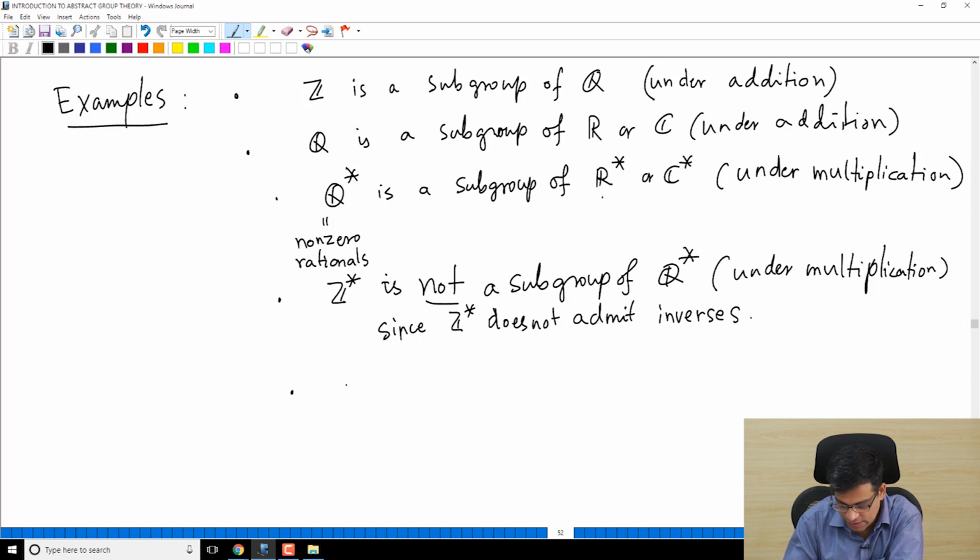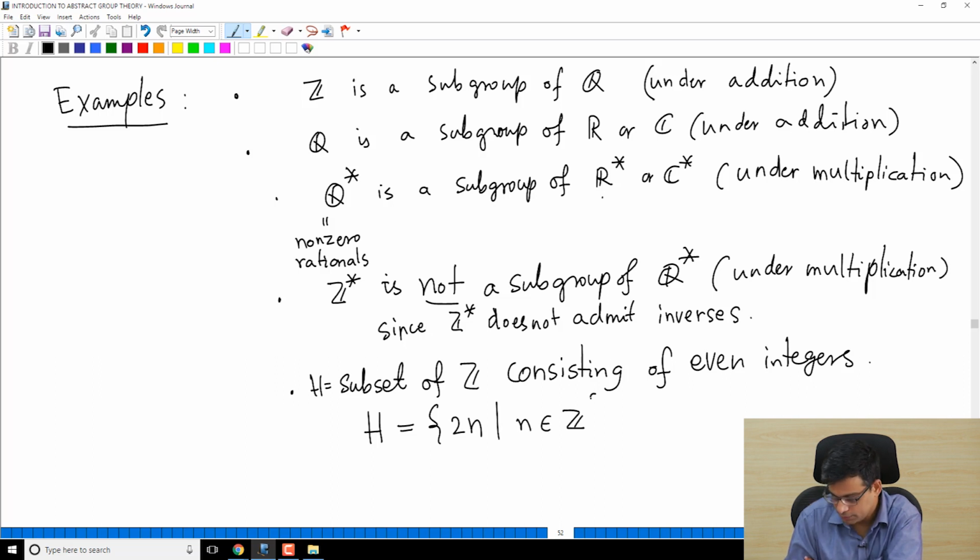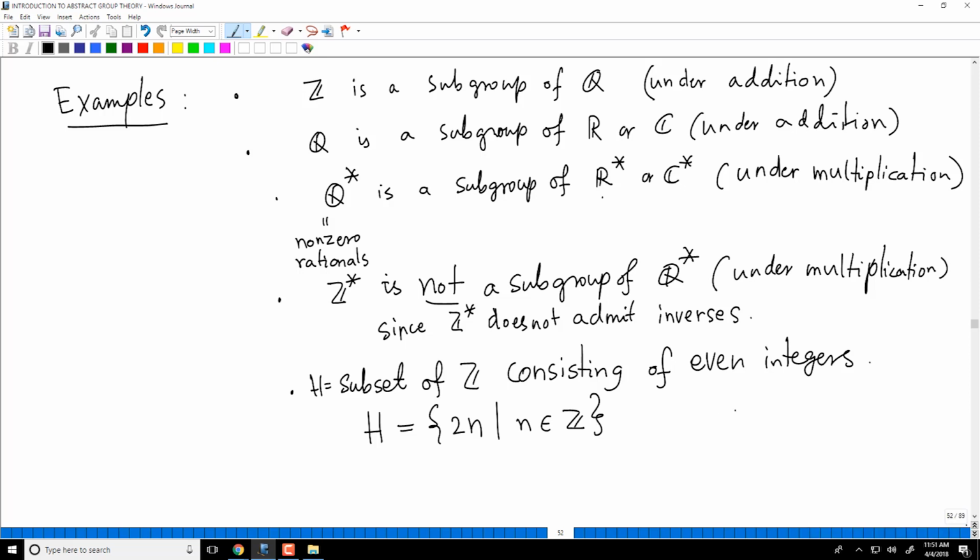So, some more interesting examples. Let us take the subset of Z consisting of even integers. So, in other words, H is 2n as n varies over Z. Even integers are divisible by 2. So, they are always multiples of 2. So, you can write them as 2 times n as n varies over Z. Is this a subgroup?